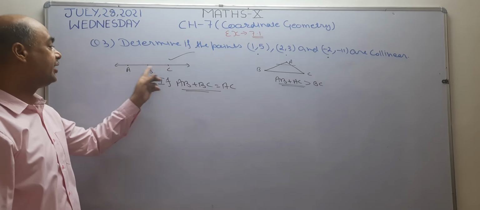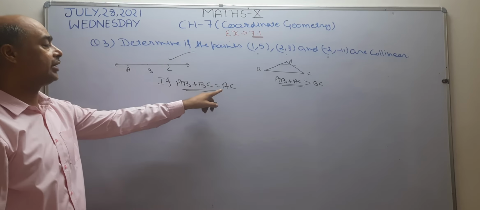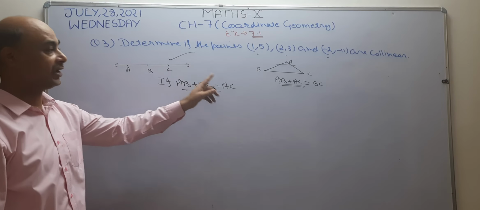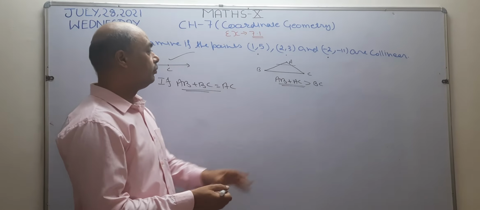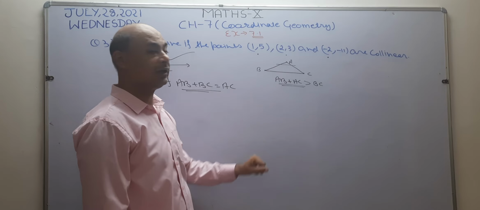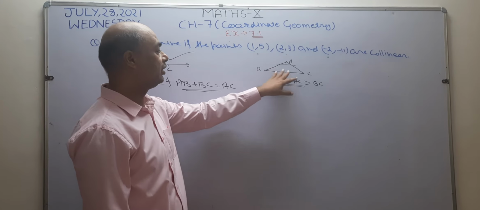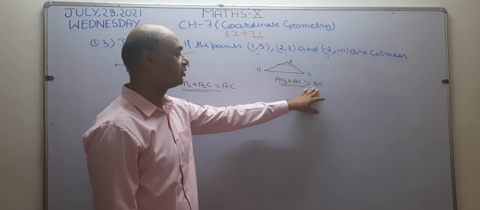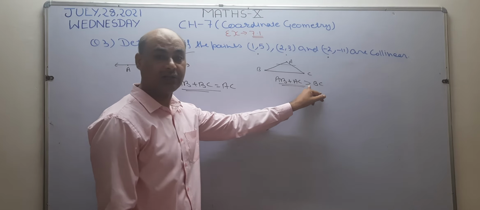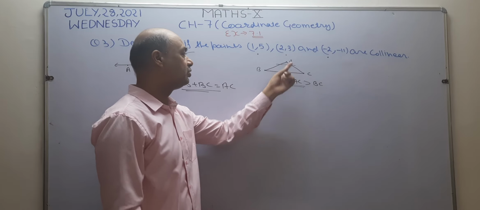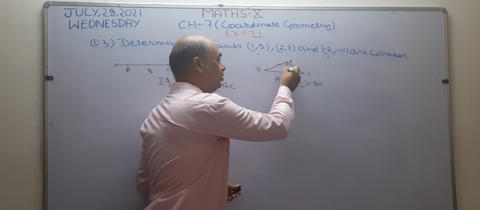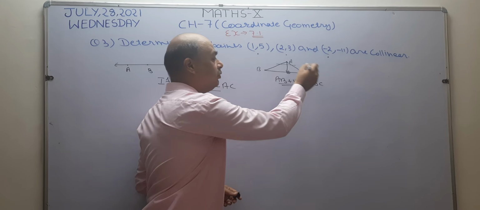If the sum of any two sides is not equal to the third side, then they are not collinear, like this. These points are not collinear. So they make a triangle, and you know the property of a triangle: the sum of two sides is always greater than the third side. Here I write greater than third side, not equal to. If they become equal, it means this point lies between these 2 points, so these points become collinear.